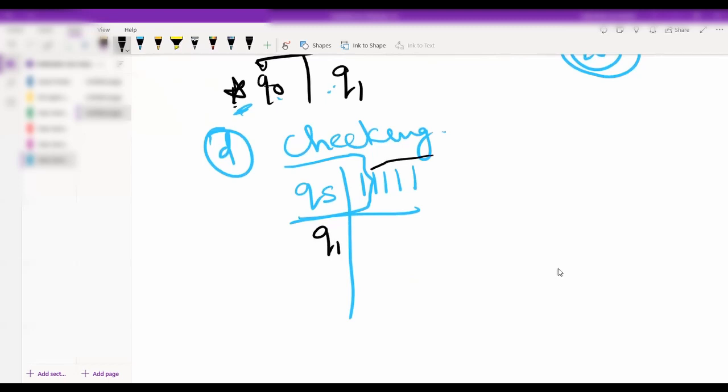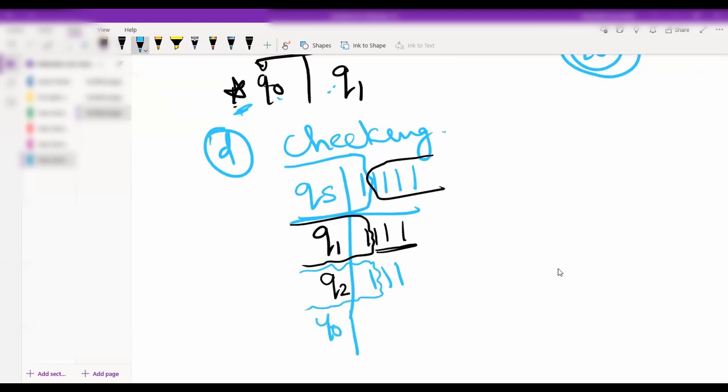What is the remaining string? This is your remaining string, 4 occurrences of 1. Now we'll consider Q1 on 1. Q1 on 1 goes to Q2. The remaining string is triple occurrences of 1. Now we'll take one symbol, and Q2 on 1 goes to Q0. What remains is double occurrences of 1.